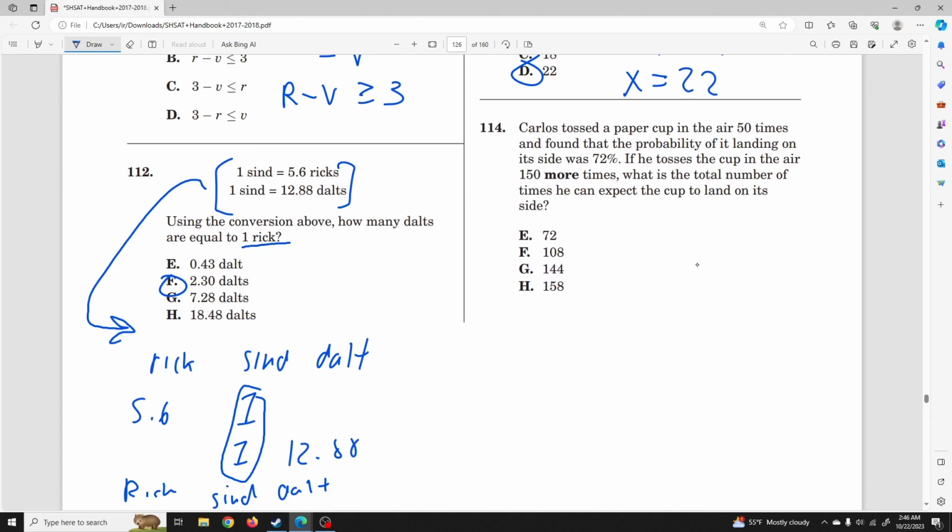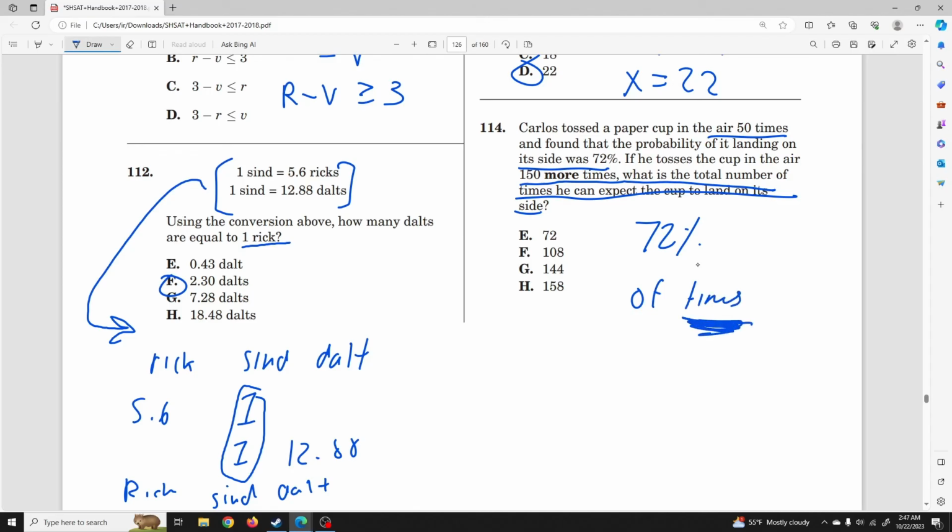It says Carlos tossed a paper cup in the air 50 times and found that the probability of it landing on its side was 72%. If he tosses the cup in the air 150 more times, what is the total number of times he can expect it to land on its side? So he can expect it to land on its side 72% of the times, right? Percent of times, but I need how many times, right?